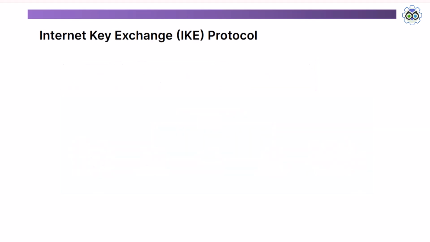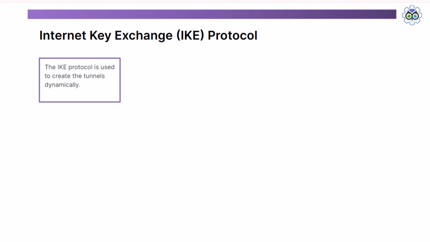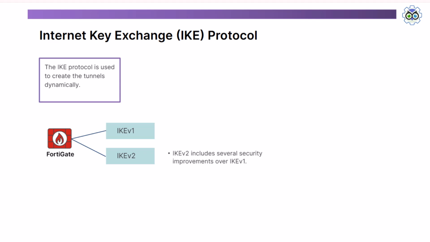Regardless of the IPsec VPN type used, the IKE protocol is used to create the tunnels dynamically. FortiGate supports the two available versions of IKE, IKE version 1 and IKE version 2. While IKE version 2 includes several security improvements over IKE version 1, the latter is still widely used in many VPN deployments. When using IKE version 1, the IPsec VPN process goes through two stages: Phase 1 and Phase 2.